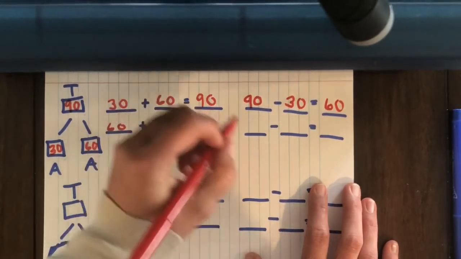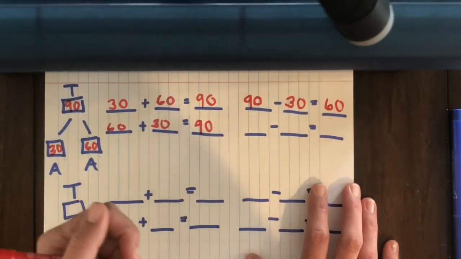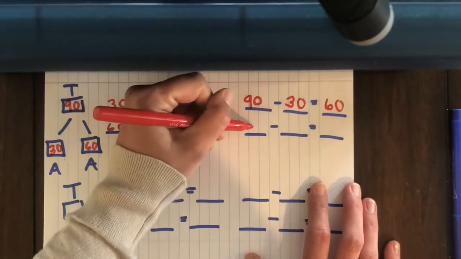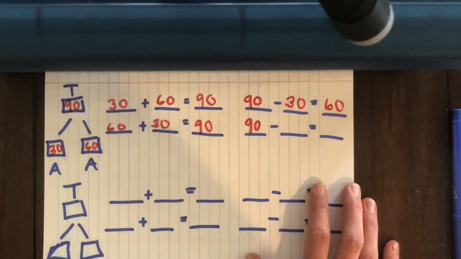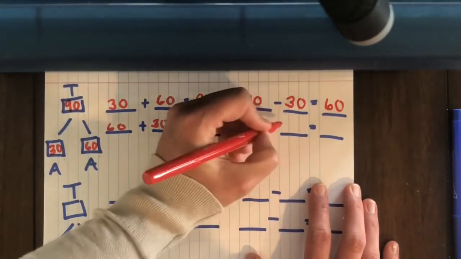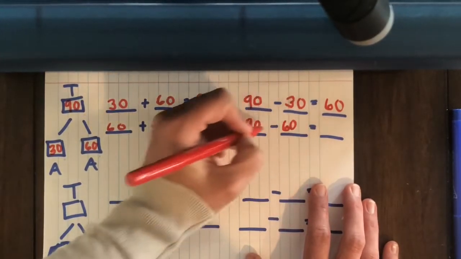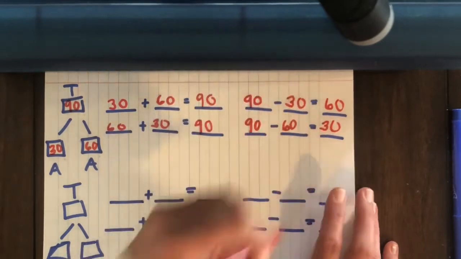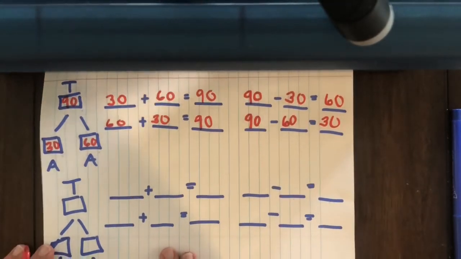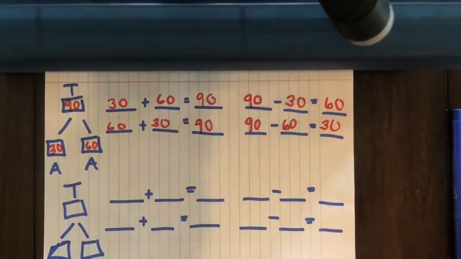Then I'm going to switch the order of those add-ins again. Always in subtraction, the total comes first, 90. Then this time I'm going to put 60 first. Then 90 minus 60 equals 30. Okay, now let's do one more together.